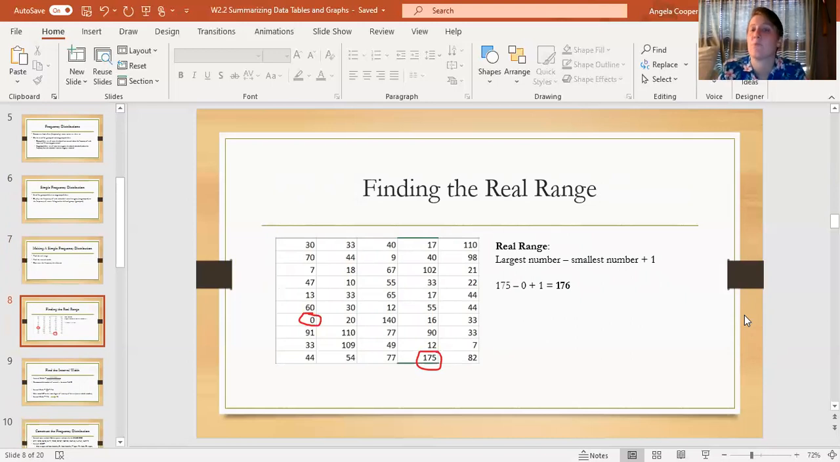So what we do to find the real range, which again is the first thing we have to do to create a simple frequency distribution, is take the largest number in the data set, subtract the smallest number, and then add 1. Here I've circled it in red to make it easier, but we have 175 as the largest number in this data set, and 0 as the smallest number. So we take 175 minus 0, which is 175, and then we add 1, so our real range of this data set is 176. Okay, cool, moving forward.